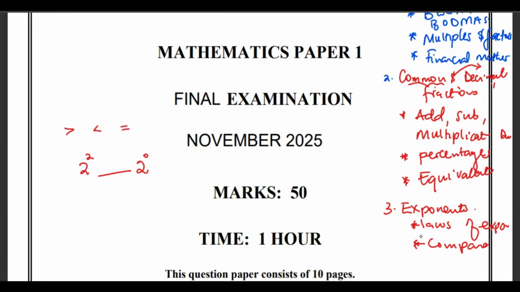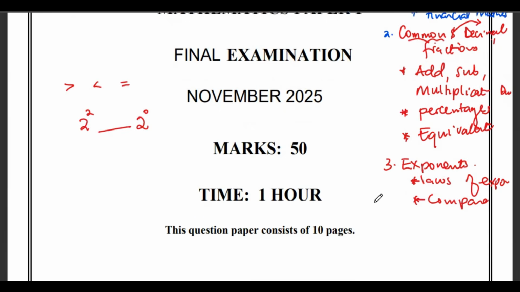Besides the exponents, topic number 4 under paper 1 is what we call the integers, the positive and negative numbers. Know how to compare them, know how to do calculations with them. How do you add, how do you subtract, what happens when both signs are negative and multiplied together, or both signs are positive, or a negative and a positive. We shall see that.